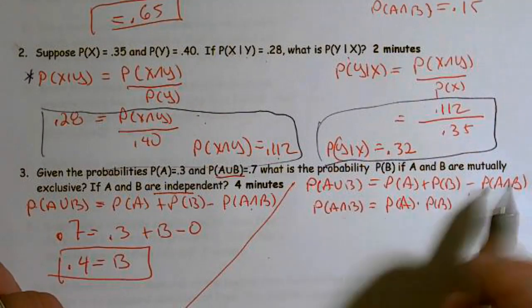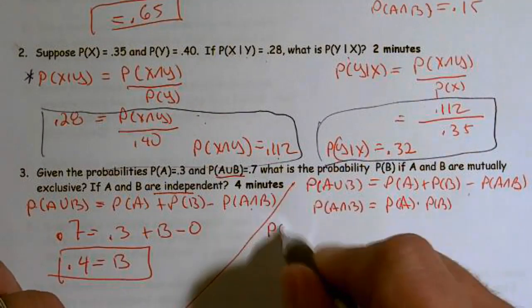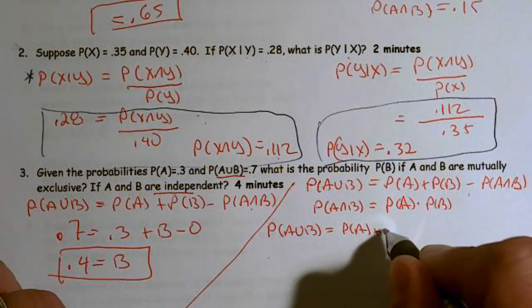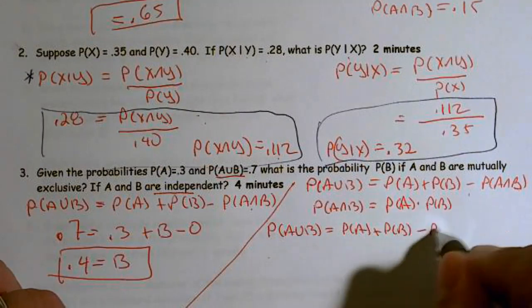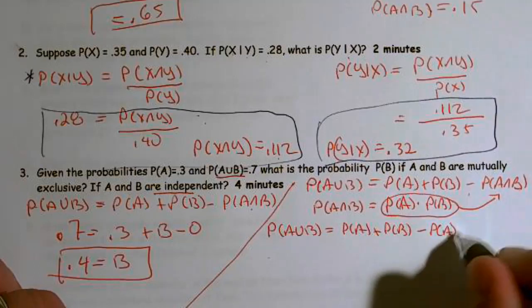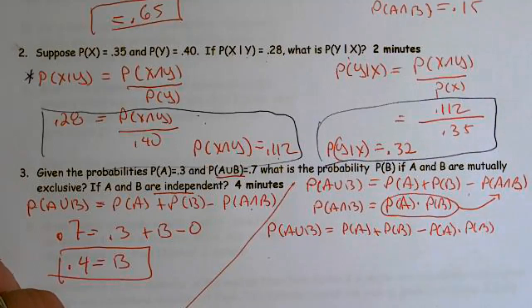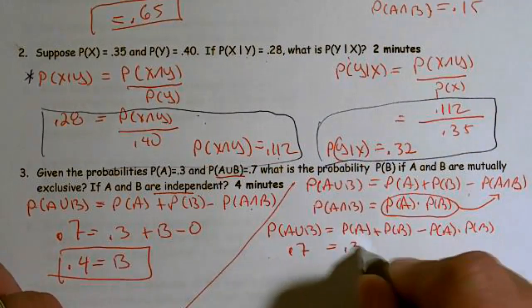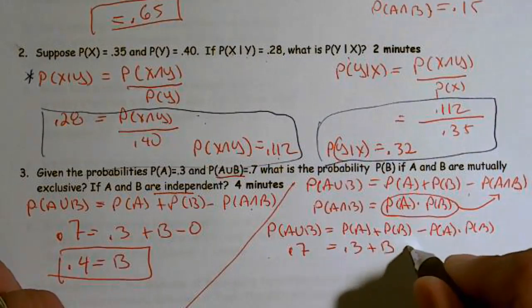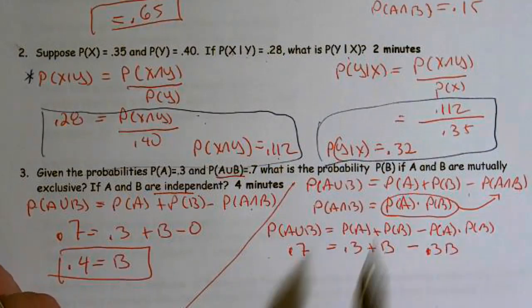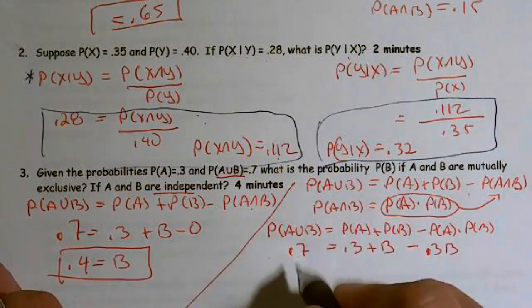So I can substitute that in, and now I have the probability of A union B equals the probability of A plus the probability of B minus the probability of A times the probability of B. At this point, it becomes an algebra problem, and I'm probably going to run out of room and have to use a separate sheet of paper. So I have 0.7 equals 0.3 plus B, minus 0.3 times B. 0.7 minus 0.3 is 0.4.